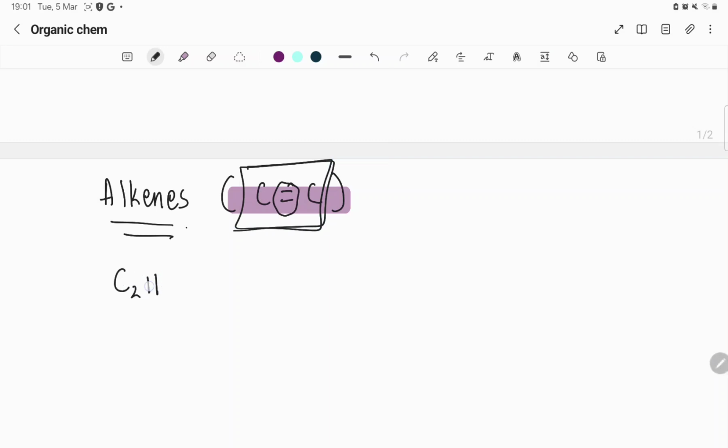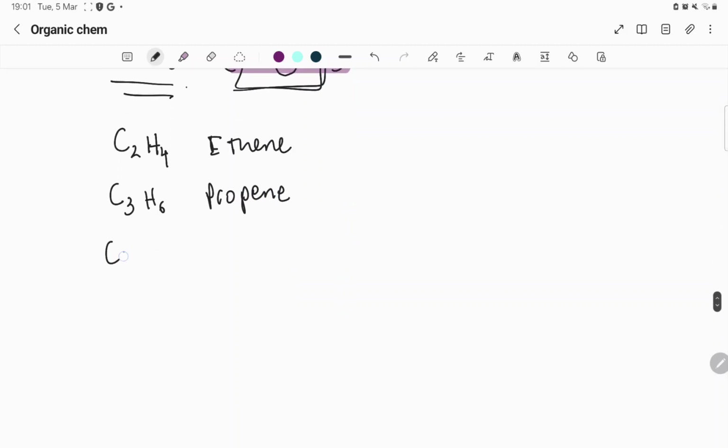So C2H4, ethene. C3H6, propene. And C4H8, butene. And pentene, hexene, heptene, and so on and so forth. They usually do not go past 4 anyways.